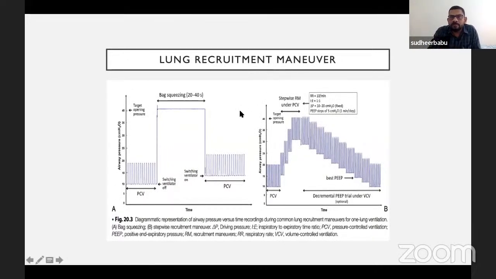Always when you are doing lung recruitment maneuver, don't bag squeeze. Because if you squeeze with the bag and then put the patient back on the ventilator, de-recruitment can happen again. So this is a protocol for lung recruitment maneuver. Either you can use PCV or VCV, with an I:E ratio of 1:1 and a respiratory rate of 10 per minute, and set the driving pressure at 10 to 20 centimeters H2O, and in steps of 5 centimeters H2O you can slowly increase the PEEP. Your target opening pressure is 40 centimeters H2O. So this is the best method to recruit the lung, not bag squeezing, because once you change from bagging to the ventilator, de-recruitment can happen again.